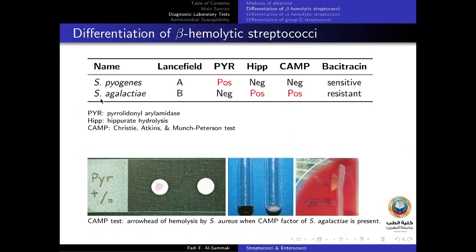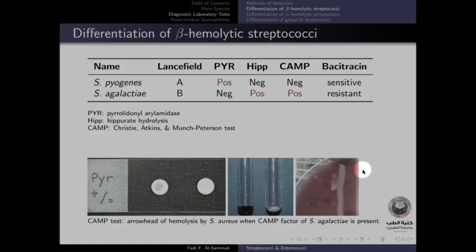Now, for Streptococcus agalactiae, which is involved in neonatal sepsis and meningitis, the two tests to identify this organism are the hippurate hydrolysis and the CAMP test. This is hippurate positive, hippurate negative. Now, this is the CAMP test. I'm going to explain the CAMP test in a while.